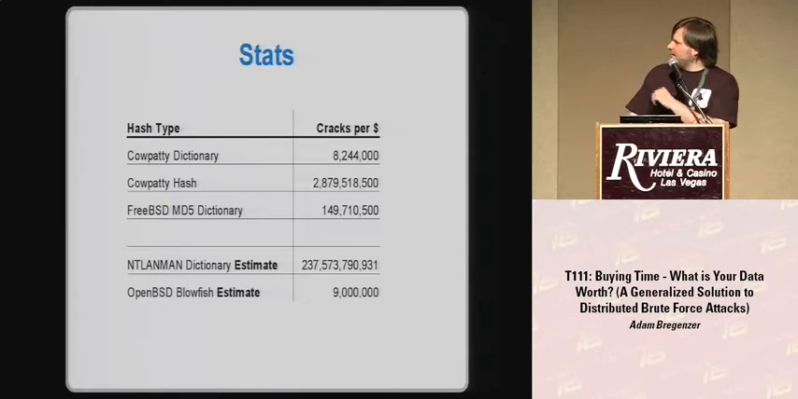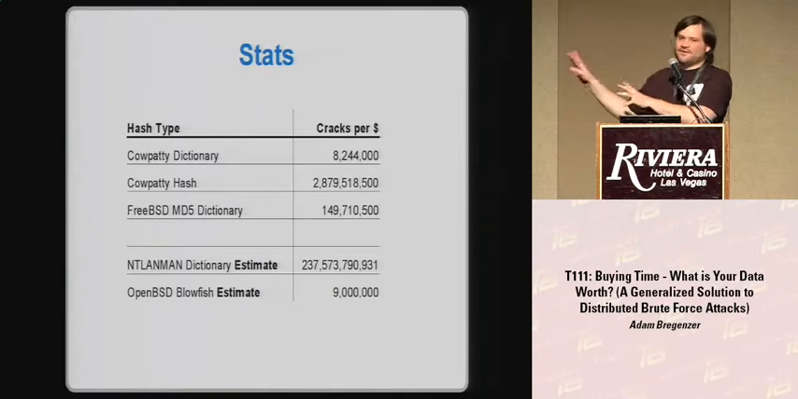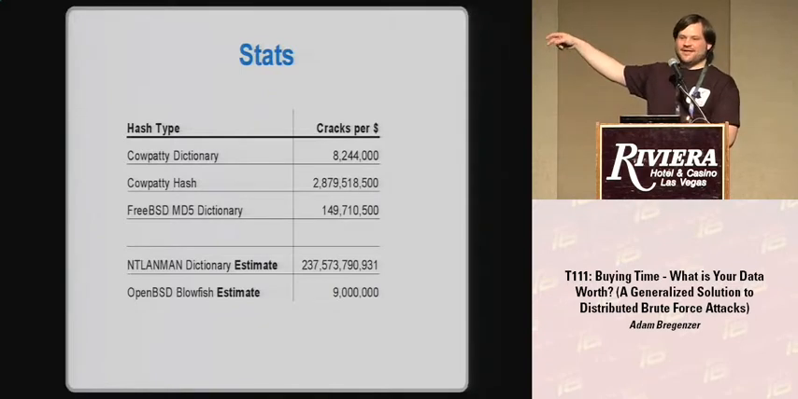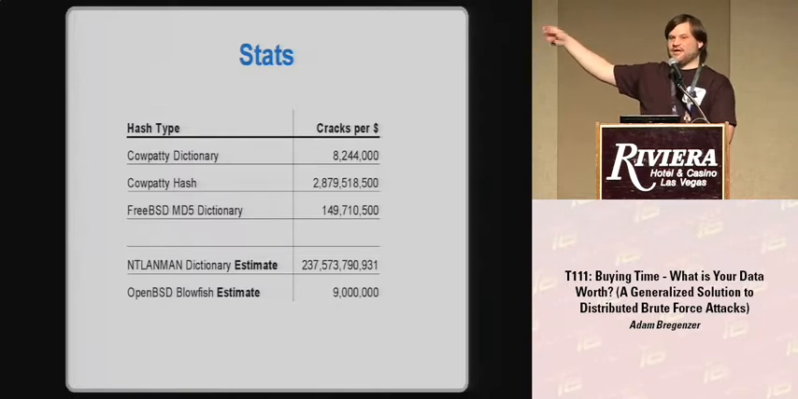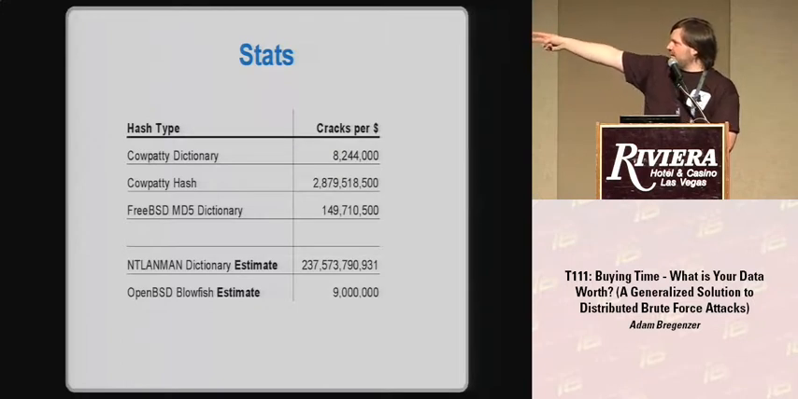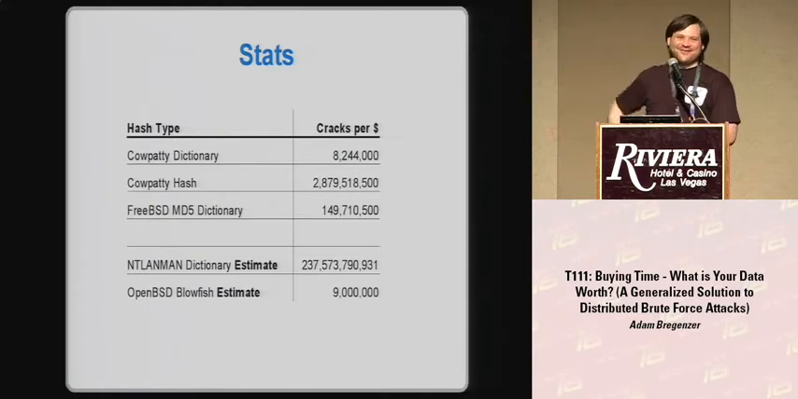So here, for instance, are your cracks per dollar for five different hash types. And the last two actually were estimated. I was not able to get an attack module put together for them, so instead I compared the speed of John on password MD5 to the speed of John on those two different types and extrapolated the results here. But so again, for a dollar, you can get about 8 million CowPatty cracks with a dictionary, 2.8 billion if you're going to use a rainbow table, 149,000 MD5 attacks, 237 billion on NT LanMan.